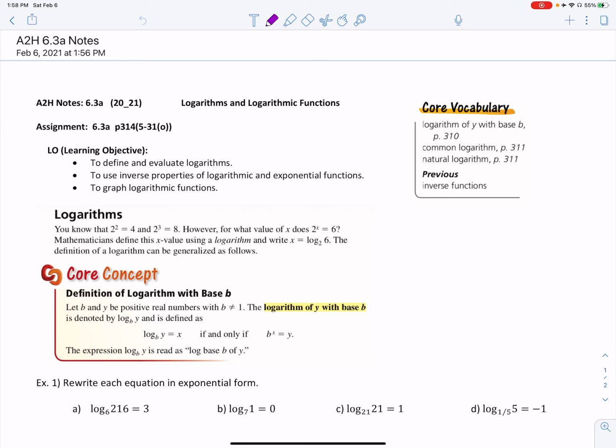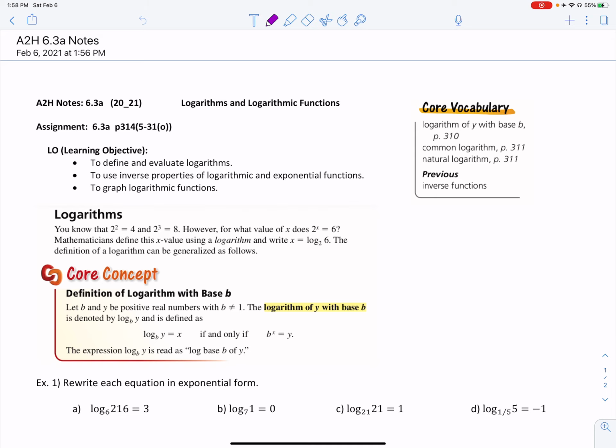Algebra 2 Honors 6.3a notes. We're going to be looking at logarithms, and logarithms are the inverse functions of exponentials. So we've been looking at exponential functions, so now we are looking at the inverse functions of exponential functions.